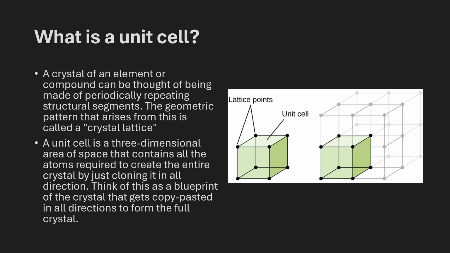A crystal of an element or a compound can be thought of as being made by periodically repeating structural segments. As we can see here, the geometric pattern that arises from these is called a crystal lattice. So that's defining the full crystal, more or less. A unit cell is a three-dimensional area of space that contains all the atoms required to create the entire crystal by just cloning it in all directions. Think of this as the blueprint of the crystal that gets copy-pasted in all directions to form the full crystal. So over here is our unit cell, and here's the crystal structure, and as we can see, it repeats indefinitely.